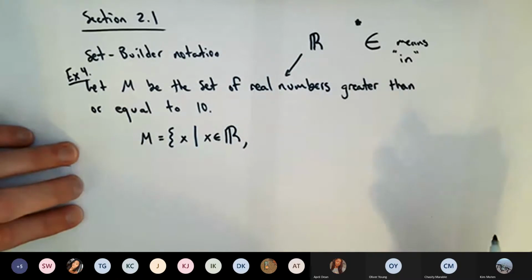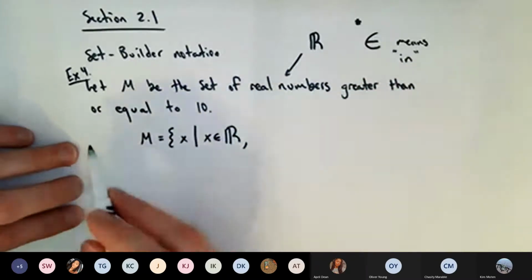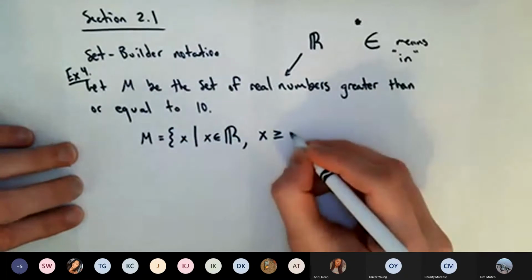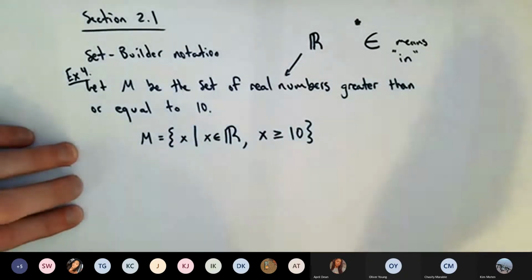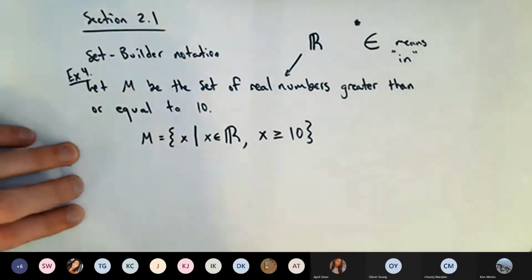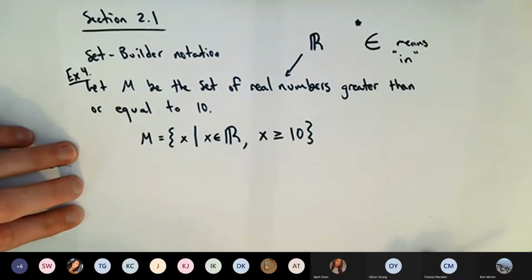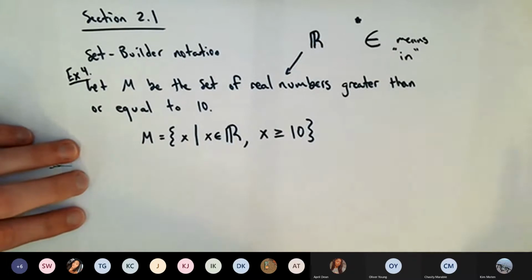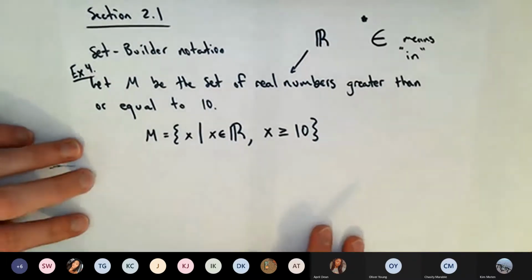And then if there's more than one thing that gets you into the set, you separate them by commas. And the second thing that gets you into the set is that the X has to be greater than or equal to 10. So I literally just write X greater than or equal to 10. And then close the brackets. Okay. So there's an example of writing a set in set builder notation given just a verbal description of the set.